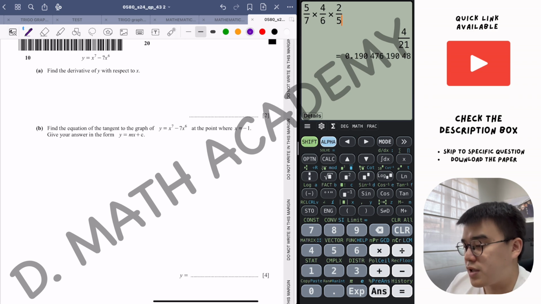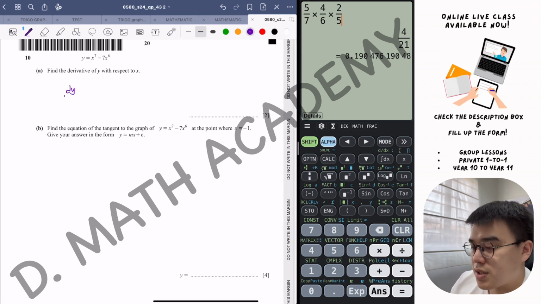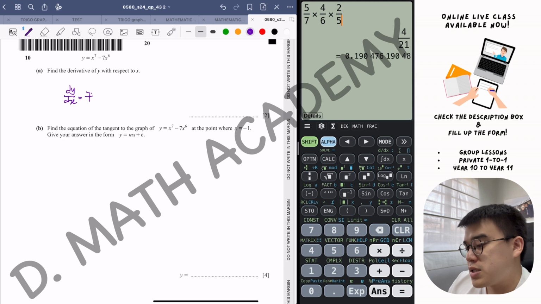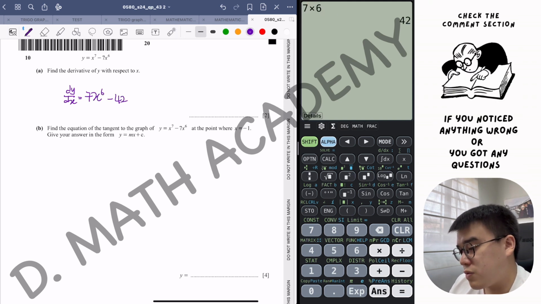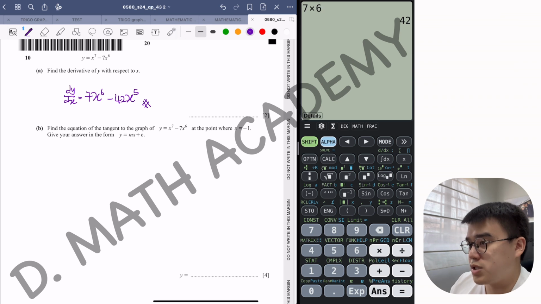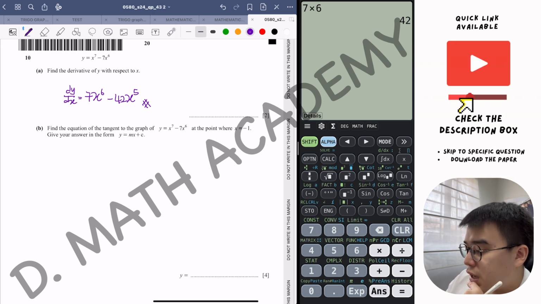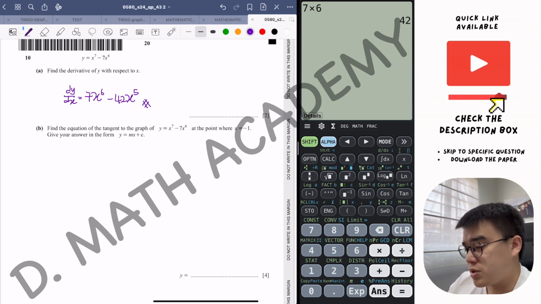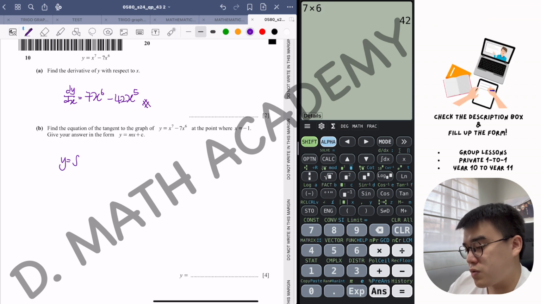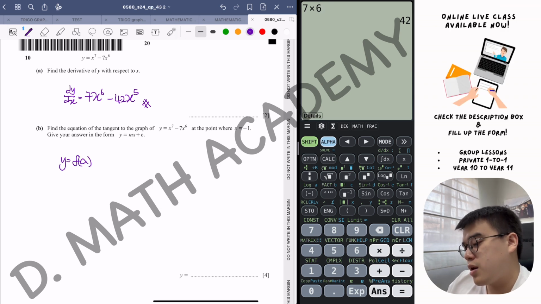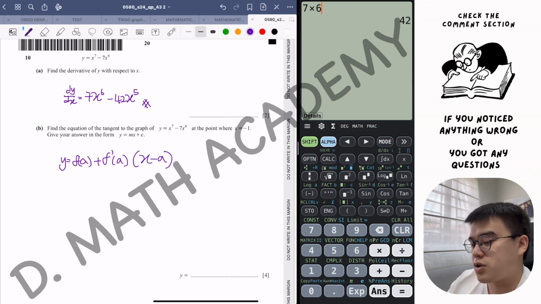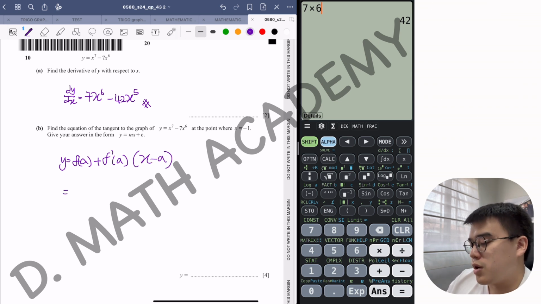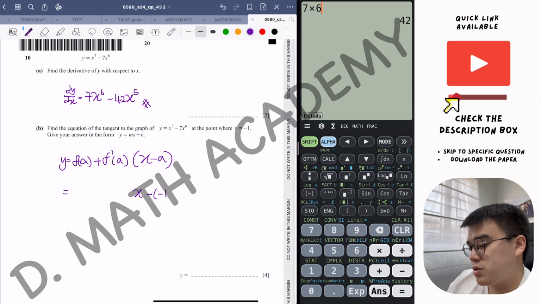Question 10, finding the derivative. Basically dy/dx is 7x^6 minus 42x^5, which will be my answer here. And then they ask us to find the tangent of the equation. So the tangent means y equals f(a) plus f'(a)(x minus a). This is a shortcut formula that I used in AddMath questions, so you can also do that here.